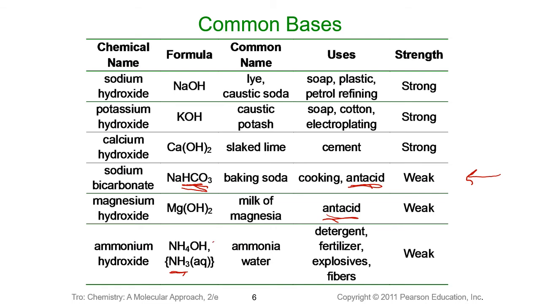But ammonium hydroxide is technically what ammonia is when it's dissolved in water. Because if we have our NH3 plus water, we get NH4 plus OH minus. And so ammonia and ammonium hydroxide get used interchangeably in the chemistry lab.